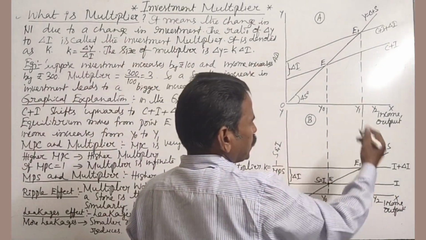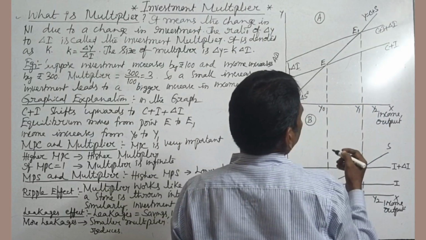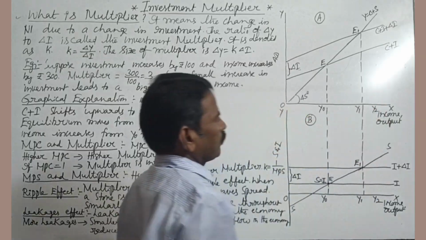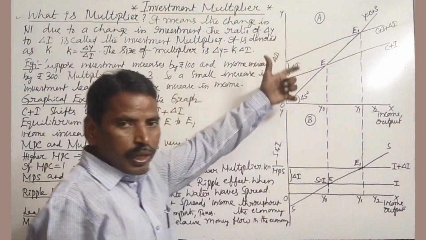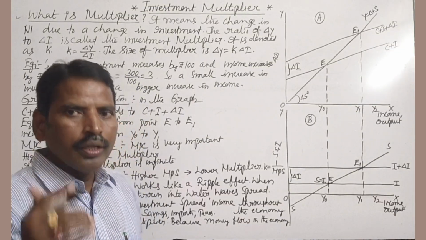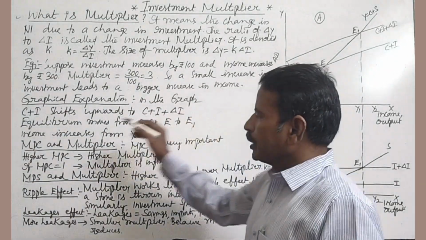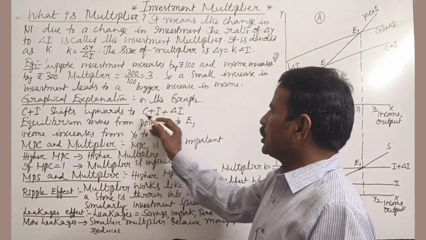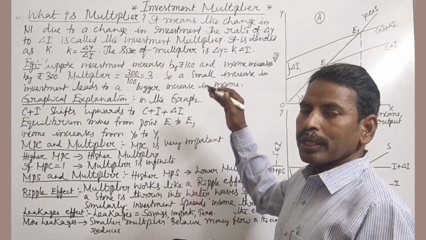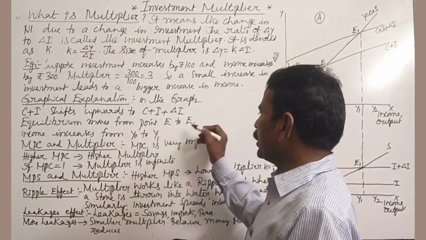As a result of change in investment, the equilibrium point moves from E to E1 and income increases from Y0 to Y1. So panel A explains investment multiplier with the help of aggregate demand and aggregate supply. Just observe here: in the graph, C plus I shifts upwards to C plus I plus delta I, the aggregate demand line shifts to AD1, the new aggregate demand line, and equilibrium moves from point E to E1.